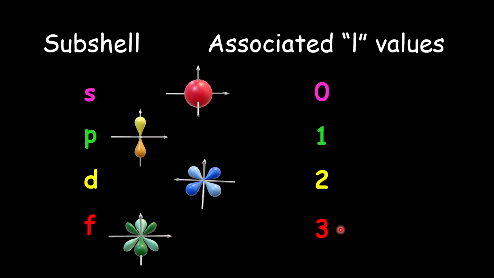Again, when I go into the other lesson, I'm going to talk about the names given to them: S is sharp, P is principal, D is diffuse, and F is fundamental. But we'll talk about that at another time. What we want to do is to understand these numbers and know how to apply them.